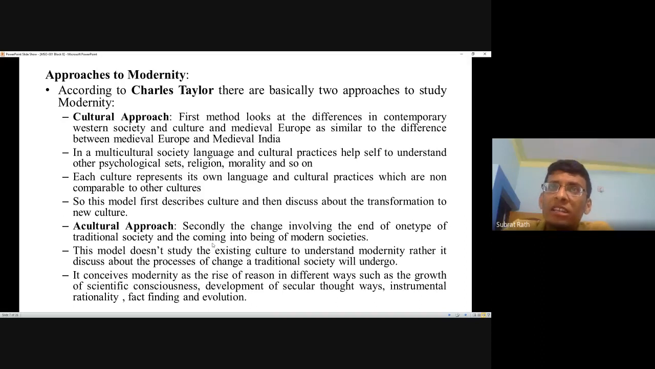According to this theory, the cultural approach, each culture represents its own language and cultural practices which are not comparable to other cultures. That means what we are saying traditional or historical in nature, they have their own benefit for that time. And what we are saying modern, it has that benefit for our present time. But we cannot say that tradition is bad and modernity is good. So culture represents its own language and cultural system, which may vary on the basis of time. And so this model first describes culture, then discusses the transformation that led to the formation of a new culture.